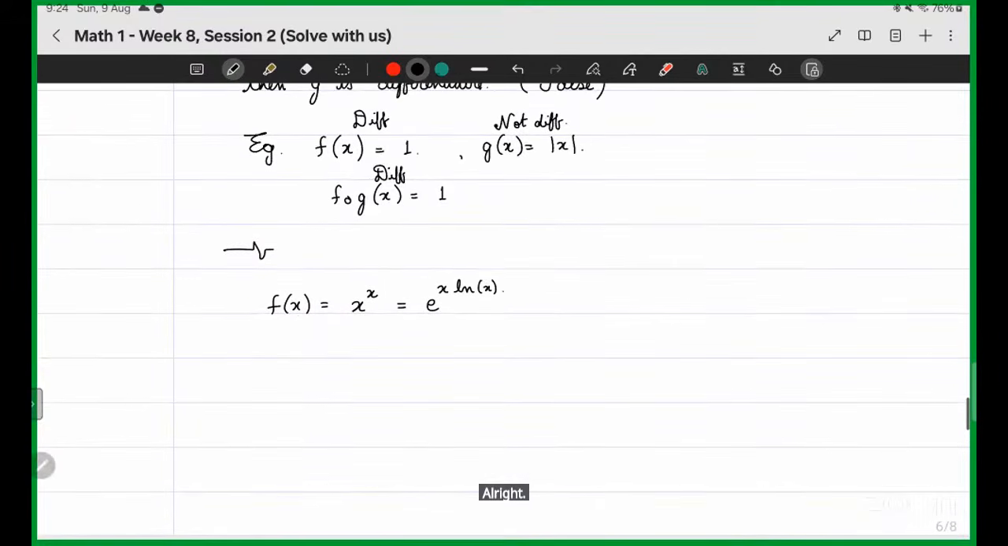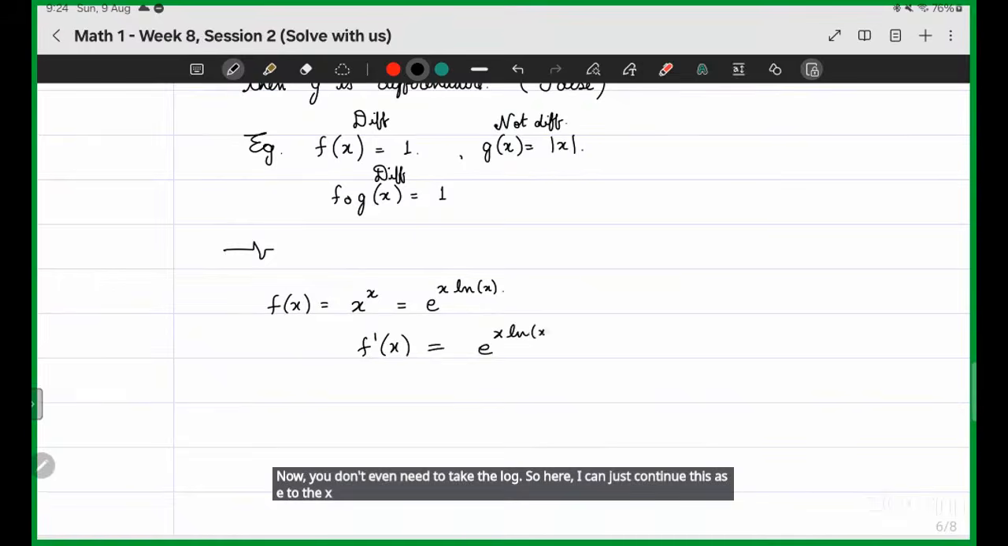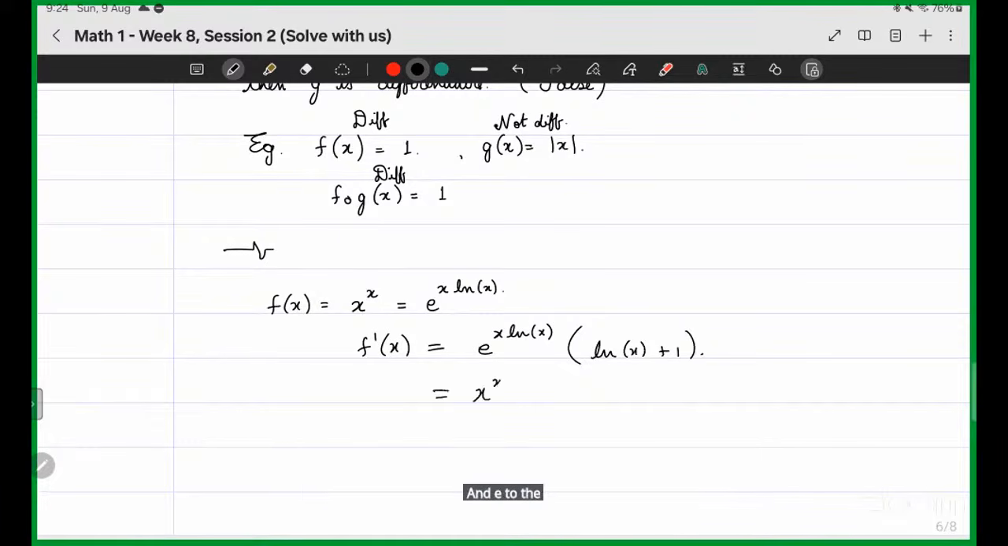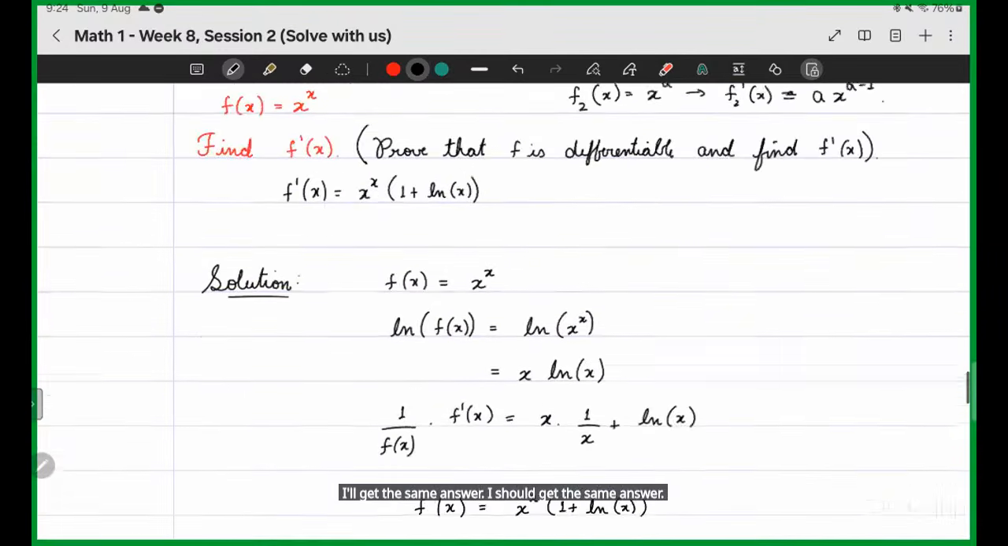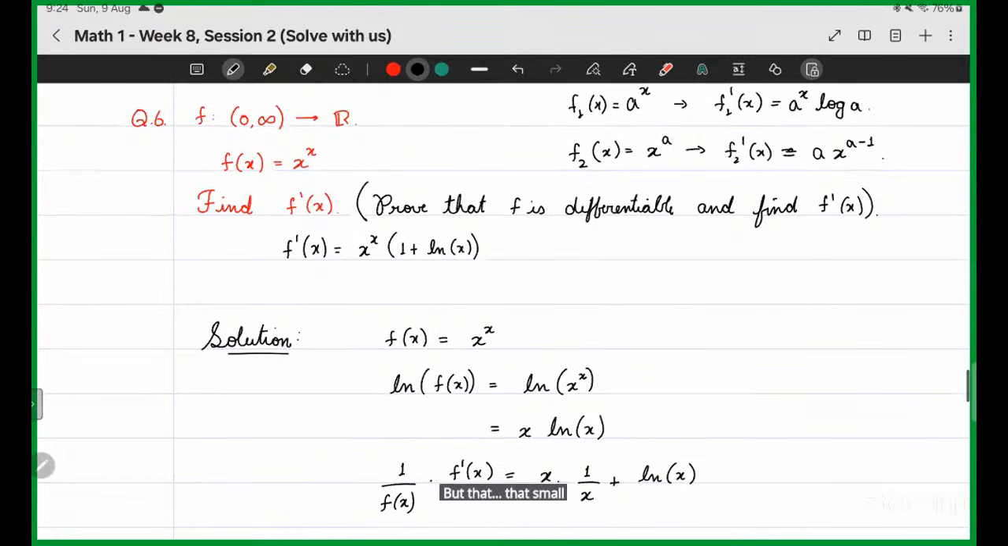Now you don't even need to take the log. Okay, so here I can just continue this as e to the x log x, use the chain rule, times the differential of x log x, which is just log x plus 1. And e to the x log x I can rewrite as this, and I'll get the same answer. I should get the same answer. But that small thing is something that you have to take care of.